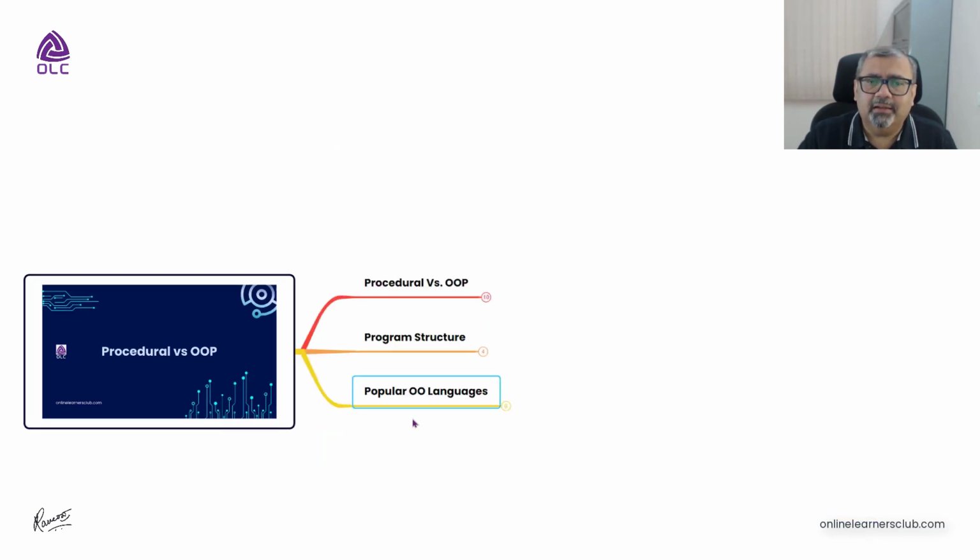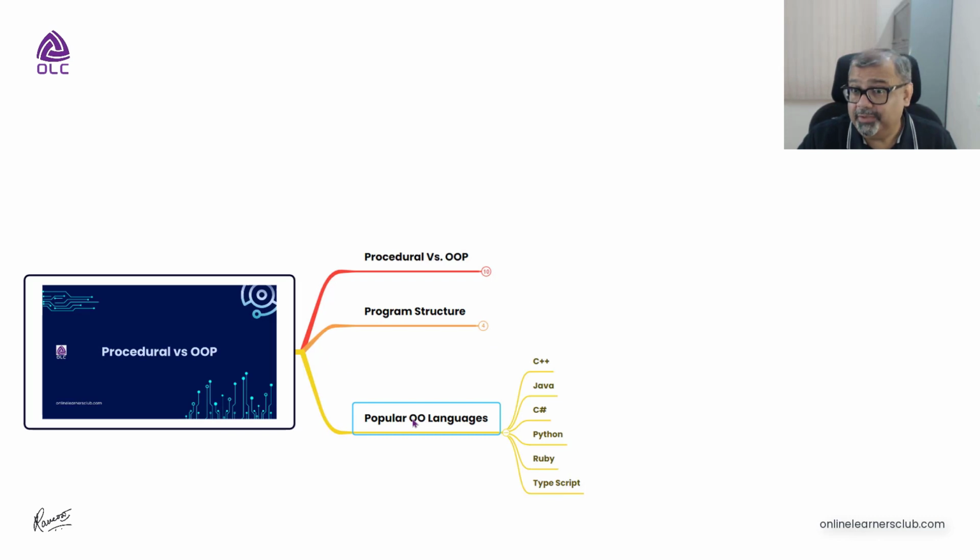Next, the popular object-oriented languages: C++, Java, Smalltalk, C#, Python, Ruby, TypeScript. So there are various languages which support object-oriented programming. These are some of the elements associated with the differences between procedural and object-oriented programming.